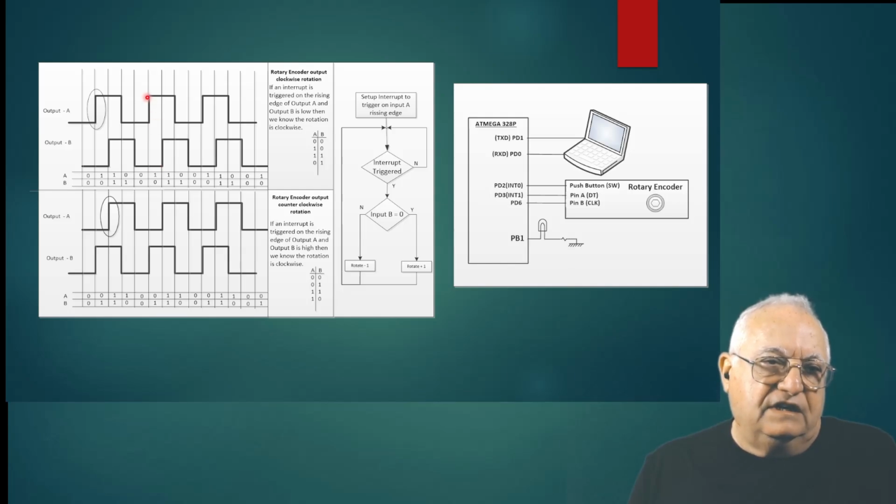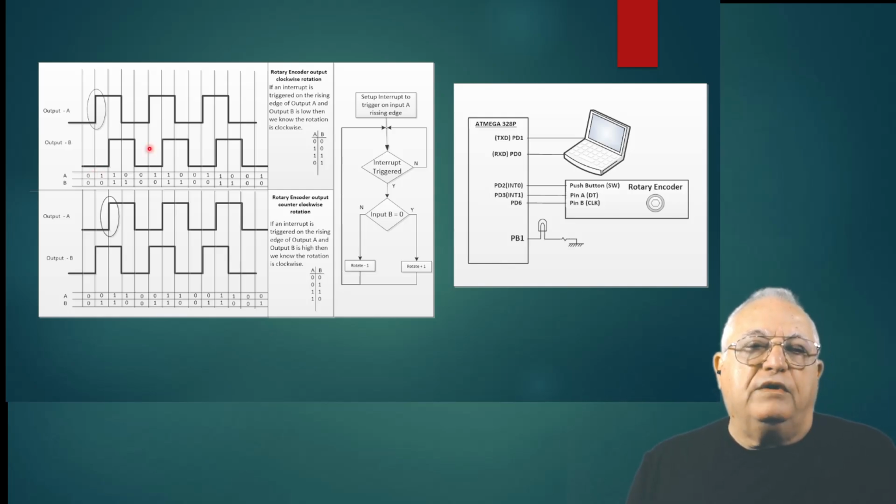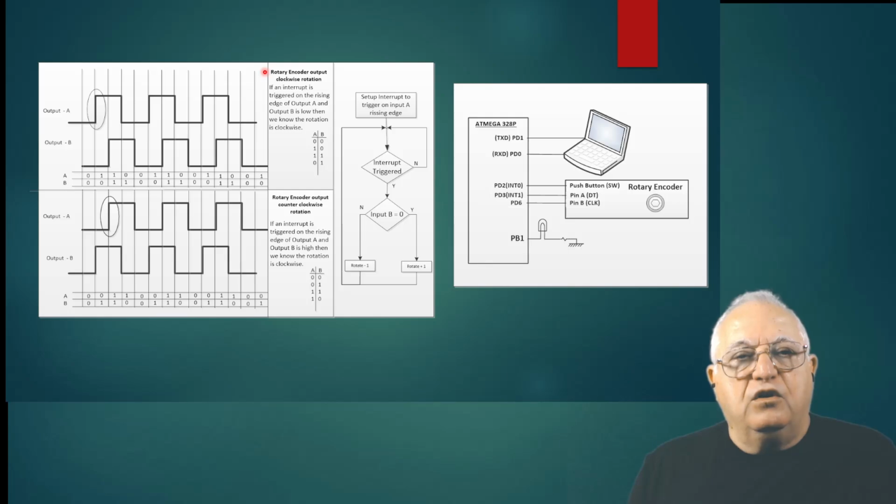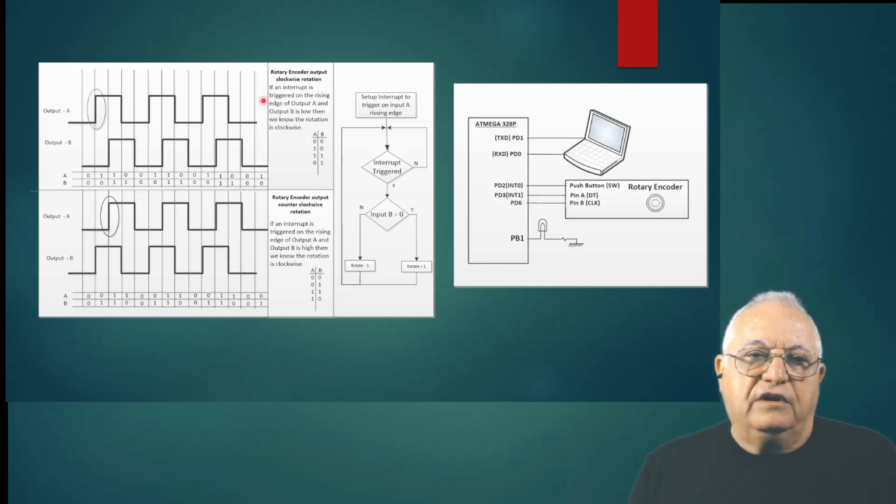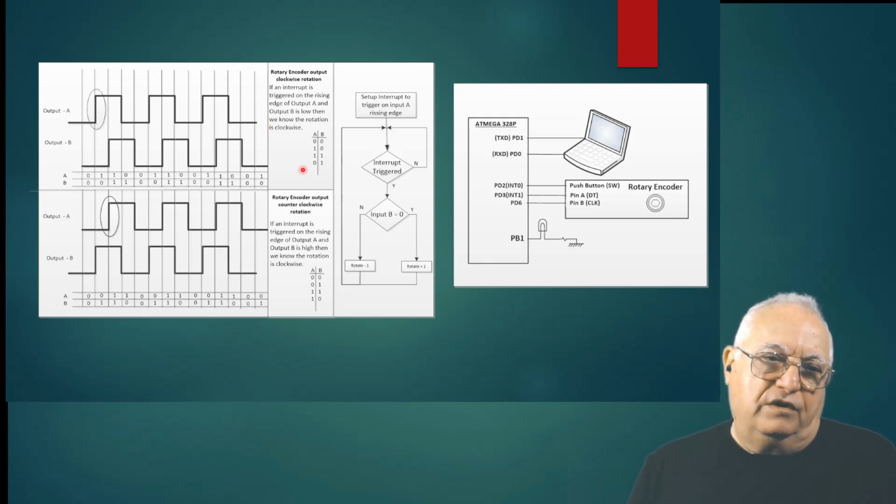That's because there is a 90-degree difference in phase between these two signals, and that's always going to be true. So if it's going clockwise, we get an interrupt, we read B is 0, we know we're going clockwise. So let's read this. Rotary encoder output, clockwise rotation: if an interrupt is triggered on the rising edge of output A and output B is low, then we know that the rotation is clockwise.